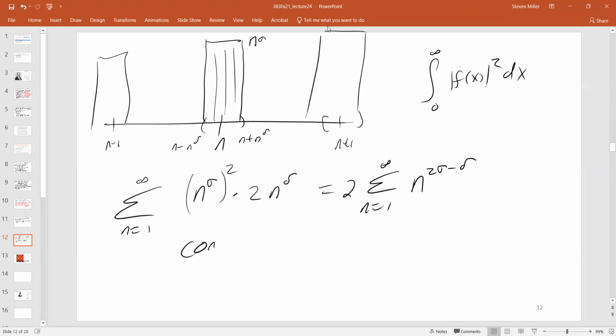So this converges if 2 sigma minus delta is less than, say, -1, right? Because if it's less than -1, say it's like -1.1, then I have a sum of 1 over n to the 1.1 and it converges. So if I choose delta appropriately, can I make everything work? Sorry, this is plus delta, sorry.